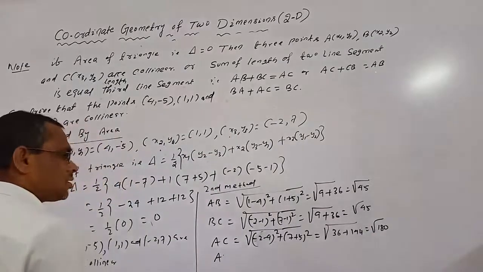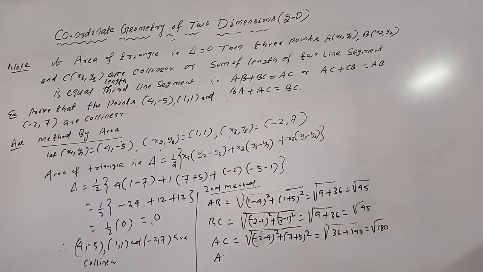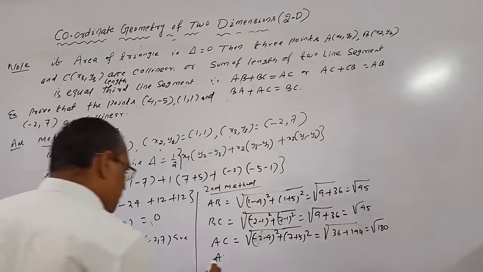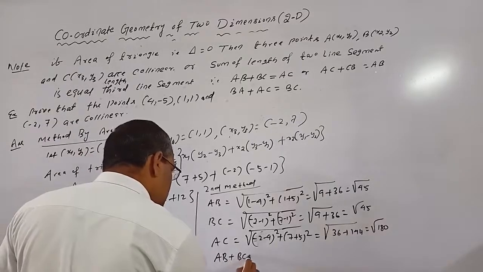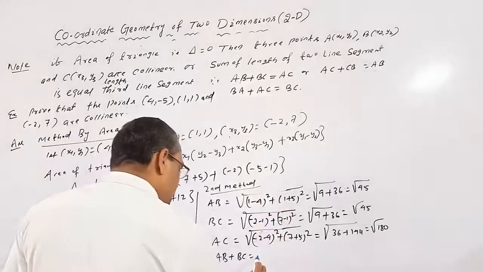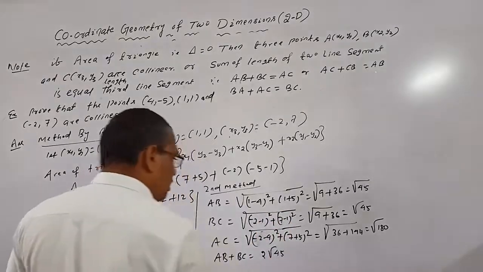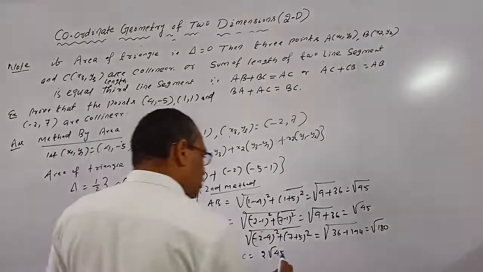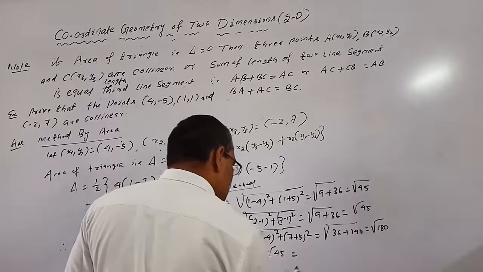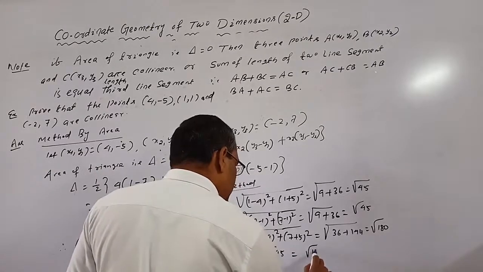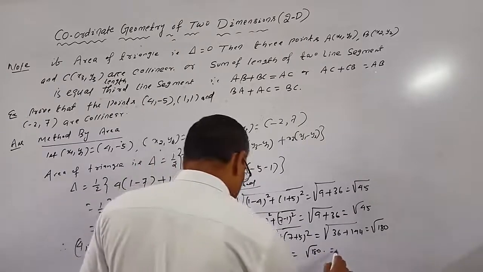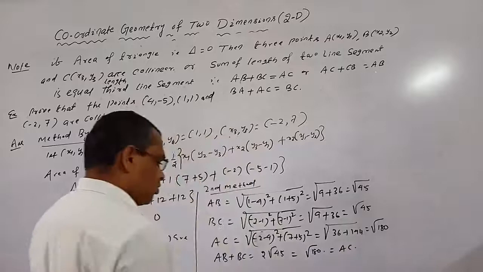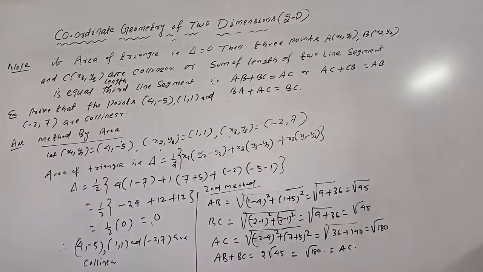Now AB plus BC equals root 45 plus root 45. This is 2 into root 45. So what does 2 root 45 equal? It is equal to root over 180. So root over 180 equals AC, because 2 into root 45 equals root 180.